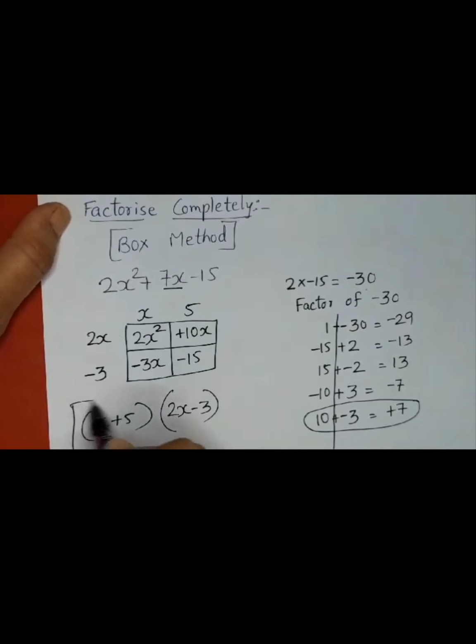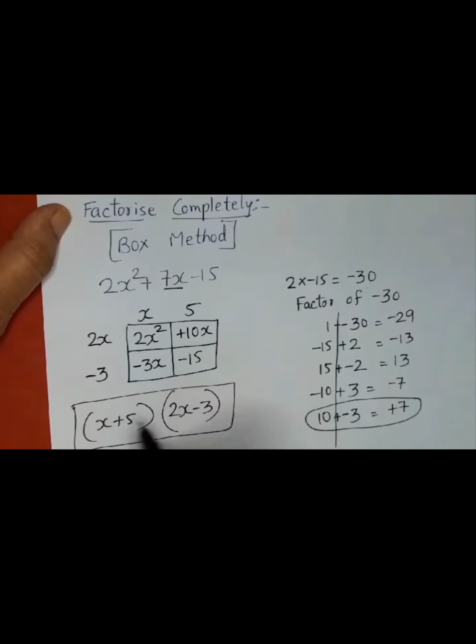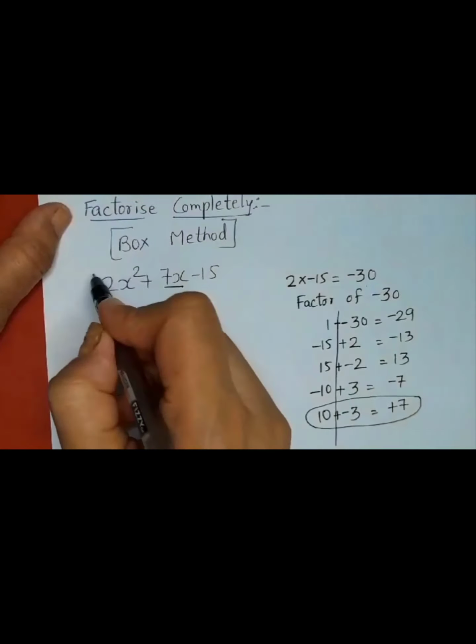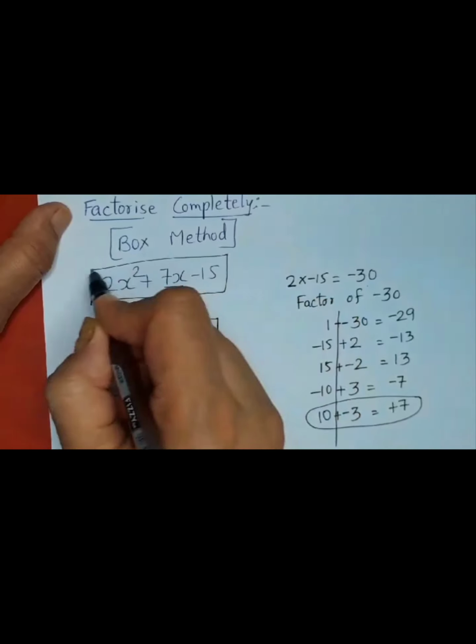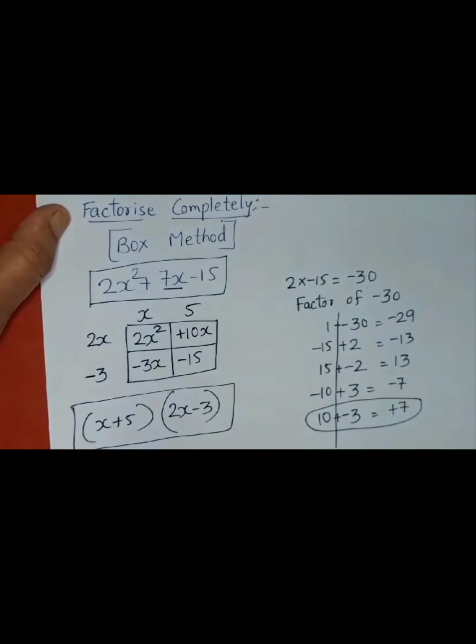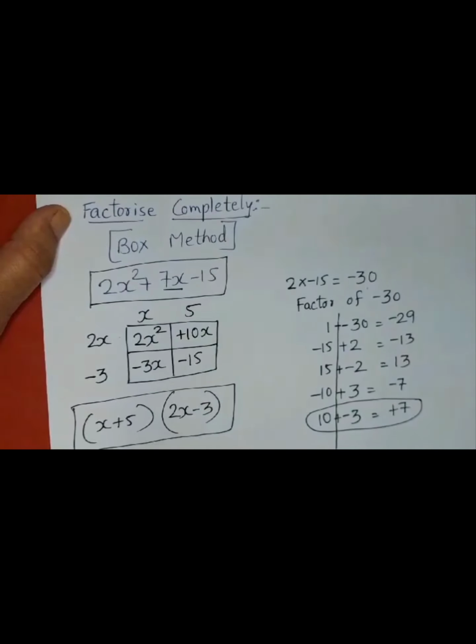So this is the solution. So when you multiply these two brackets, you get this 2x square plus 7x minus 15. So this is the solution.